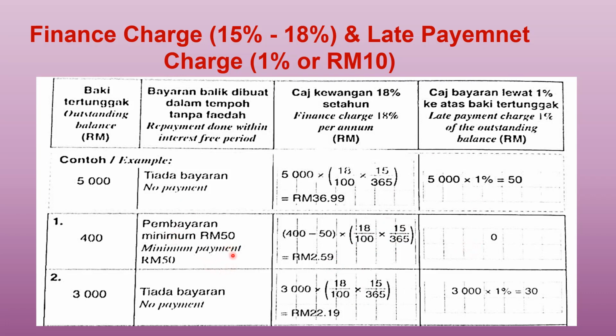Okay, RM50 minimum payment. He did make a minimum payment in the previous month. Okay, so look at number 2. The outstanding balance is 3,000, and no payment was done within the interest-free period. So the interest charge would be 3,000 times 18%, the finance charge, times 15 over 365. So the answer is RM22.19.